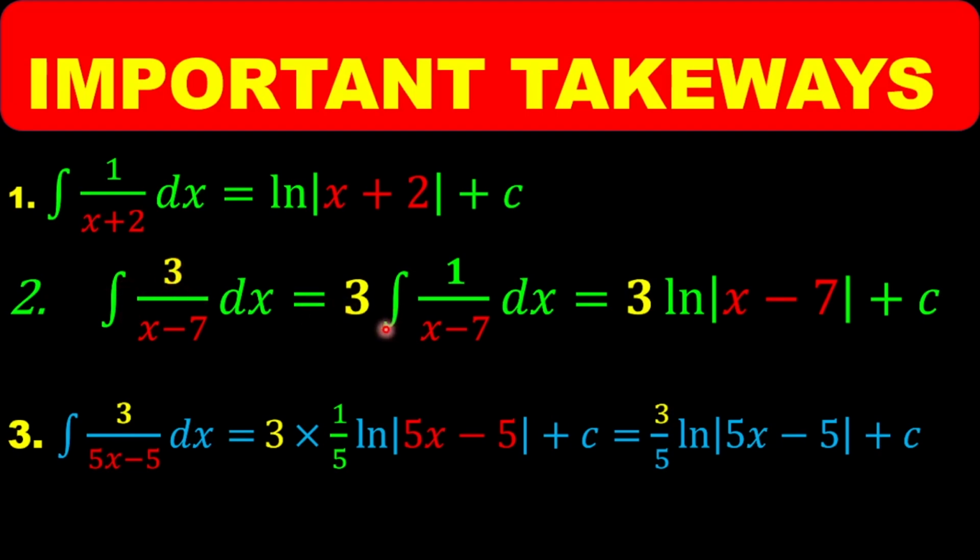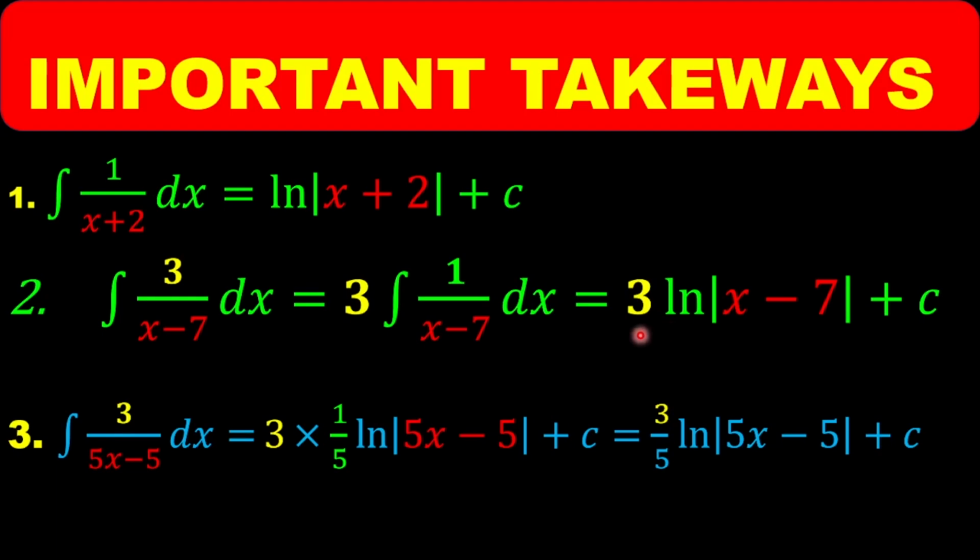So on the right hand side, you see that the 3 is outside the integral sign, and then we have 1 over x minus 7. Then we can apply the standard integration here. When you integrate this, it is going to be the natural log of the absolute value of whatever you have down here, that is x minus 7 in absolute value, plus c. Now the 3 that you brought outside is going to multiply the natural log. This is another important key takeaway that we need to understand as we move on.